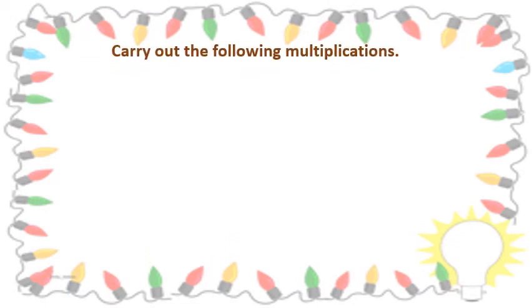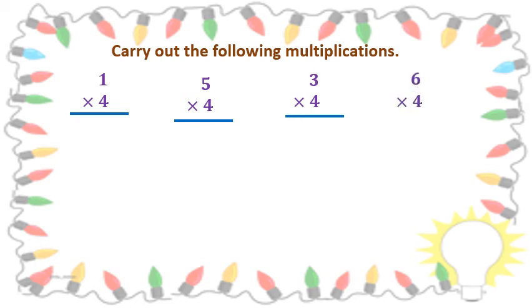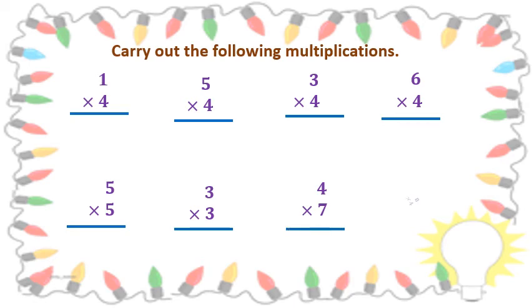Carry out the following multiplications. 1 multiplied by 4, 5 multiplied by 4, 3 multiplied by 4. See dear students how to read this. 6 multiplied by 4, 5 multiplied by 5, 3 multiplied by 3, 4 multiplied by 7, 8 multiplied by 4. Okay, these are the sums.